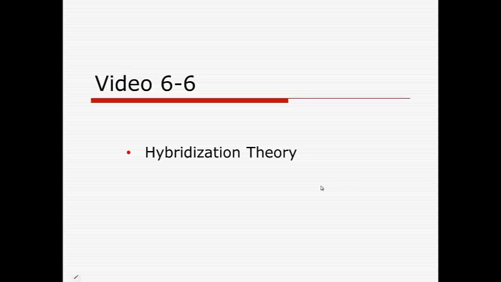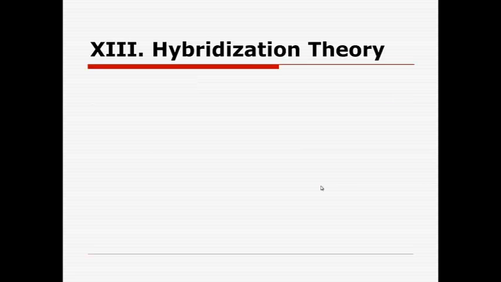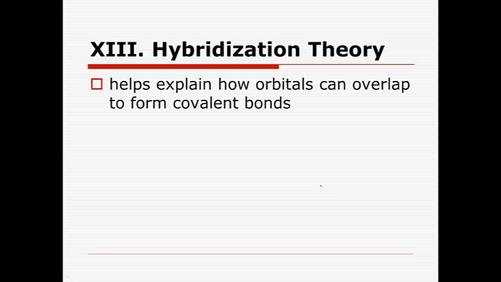Video 6-6, hybridization theory. So, using VSEPR, we could predict shapes of molecules. Now, there's another theory that comes up, which is hybridization theory. This helps to explain how the orbitals can overlap to form covalent bonds.